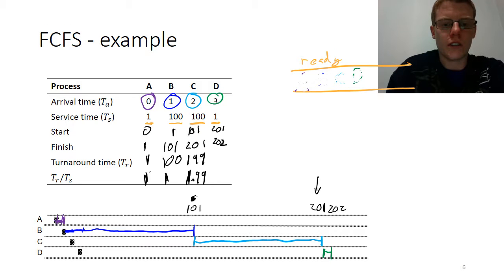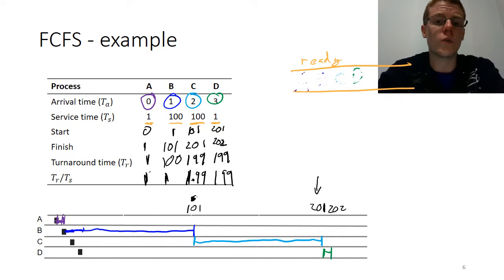So its turnaround time, 202 minus 3, is again 199. This time giving it a very terrible normalized turnaround time of 199. So almost 200 times as long as the process actually needed to run was how long it took from when it entered the system to when it finally finished.